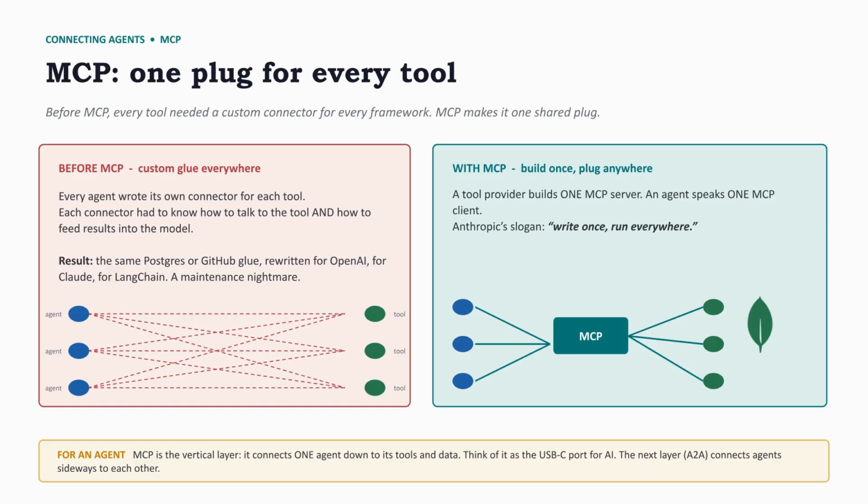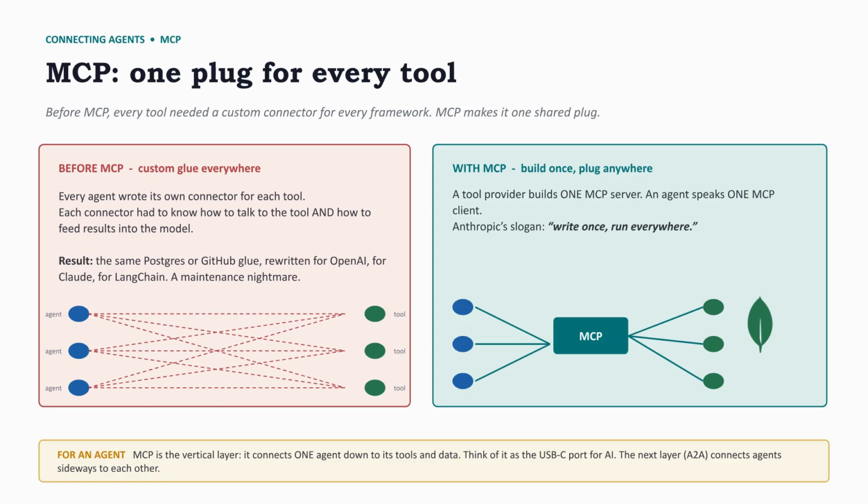Before MCP, every agent wrote its own connector for each tool, and each connector had to know both how to talk to the tool and how to feed results back to the model, so the same glue was rewritten for every framework. MCP, the Model Context Protocol from Anthropic, fixes this. A tool provider builds one MCP server, an agent speaks one MCP client, and they snap together, write once and run everywhere.